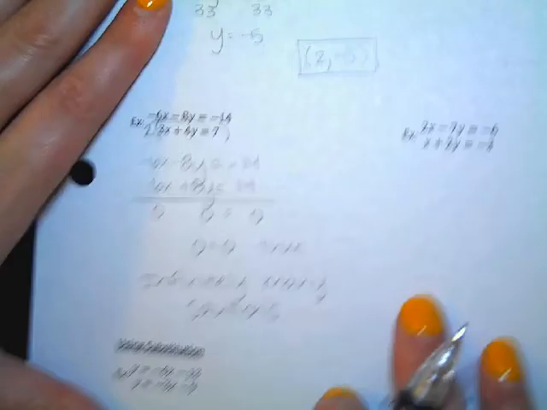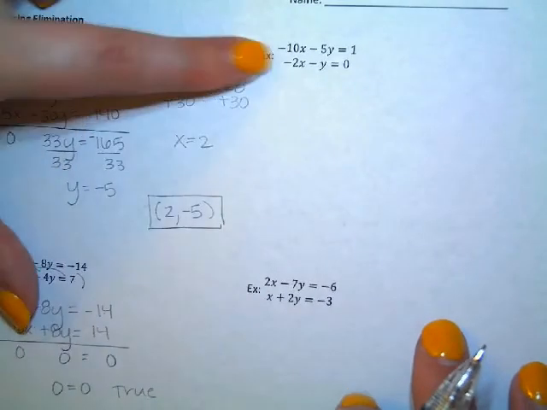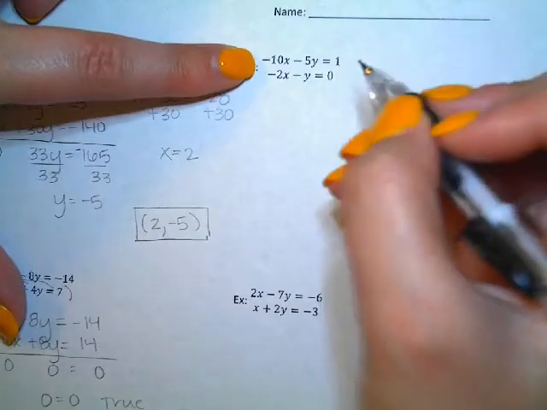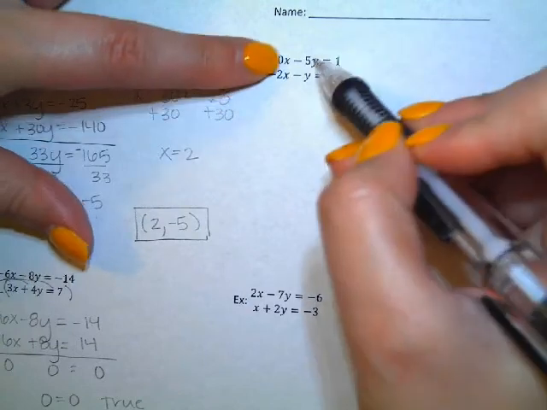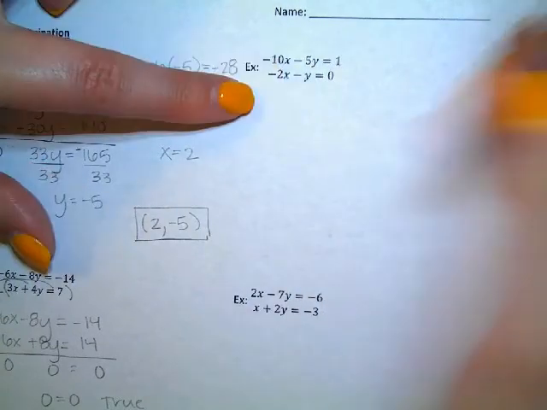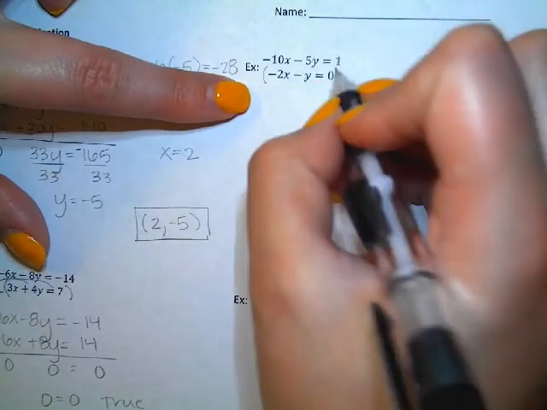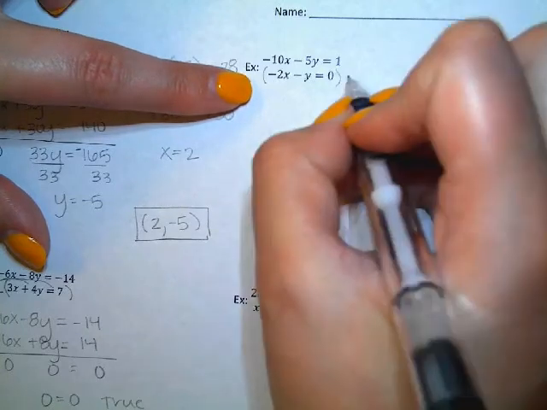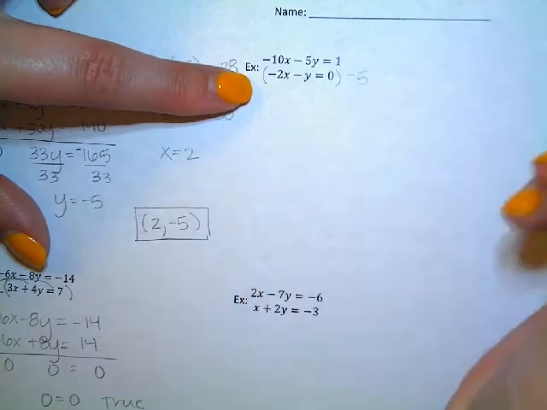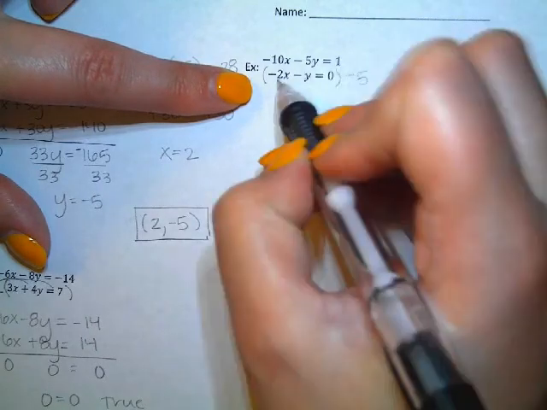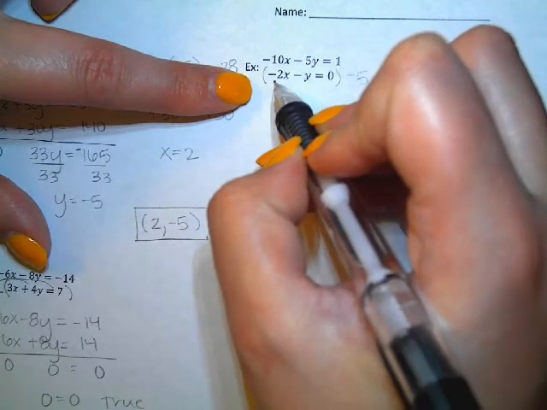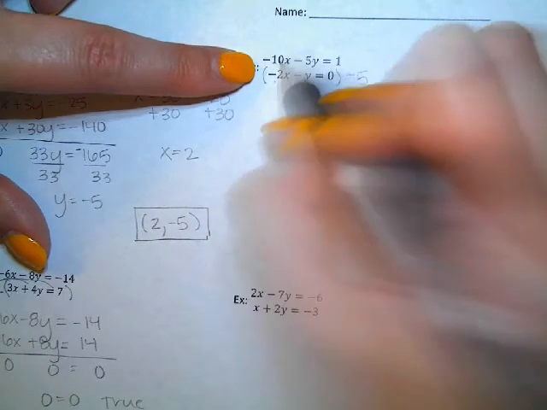All right, let's go ahead and jump up here and look at this one next. So I've got a negative 10 and a negative 2, a negative 5 and a negative 1. I'm going to go ahead and take this and multiply the bottom equation by a negative 5. And the reason I'm going to do that is because when I do negative 5 times negative 2, I get positive 10, and that's going to cancel out that negative 10.